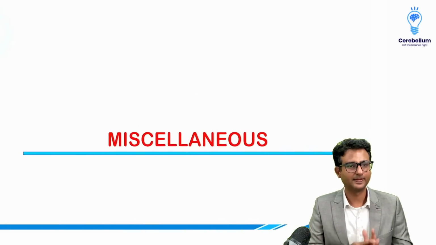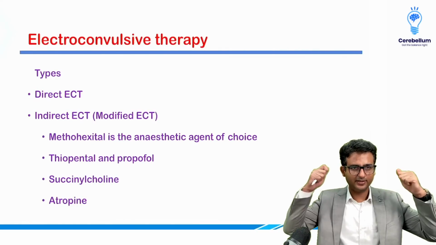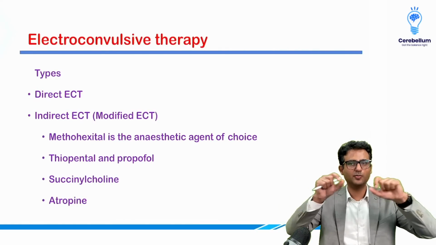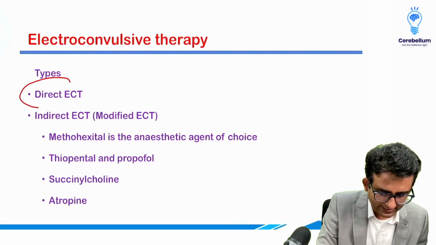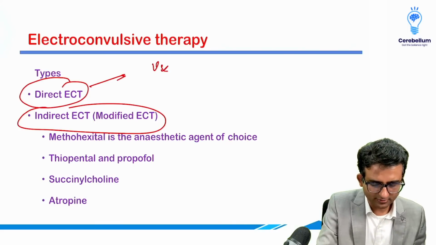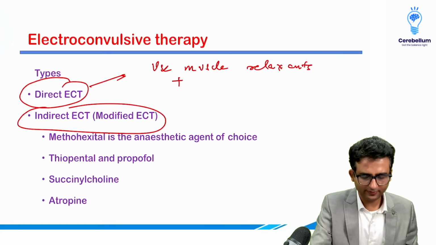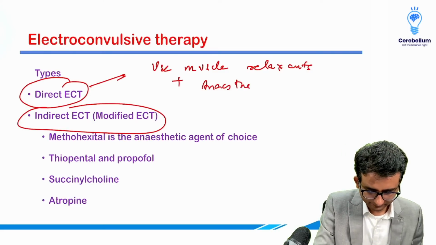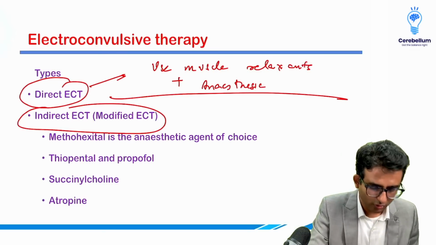Miscellaneous. Electroconvulsive therapy, ECT, right? Basically you give a small amount of direct current which causes convulsions. There are two types, direct ECT and indirect ECT. What is the difference? In indirect ECT we use muscle relaxants plus we give anesthesia. In direct ECT, we do not use muscle relaxant or anesthesia.